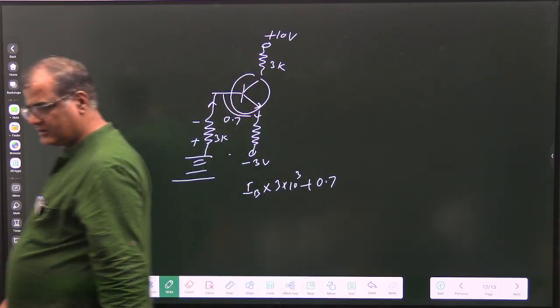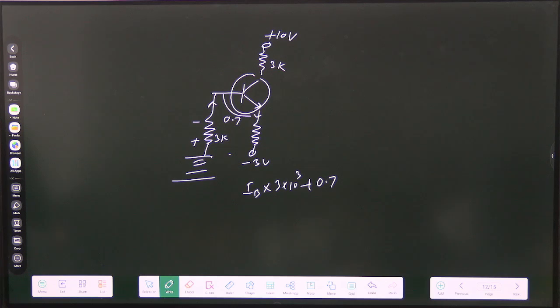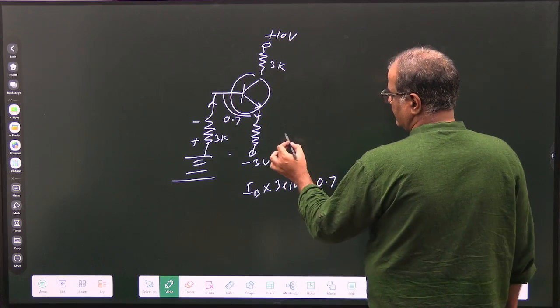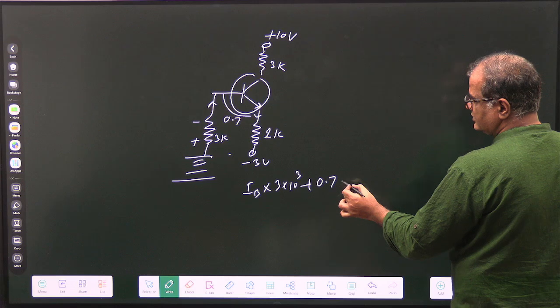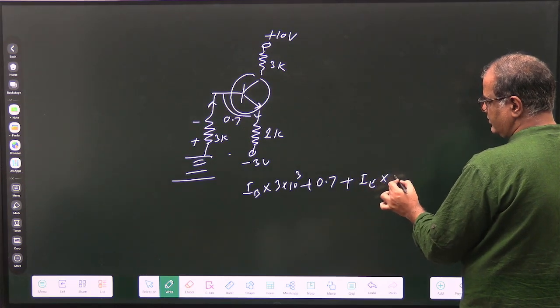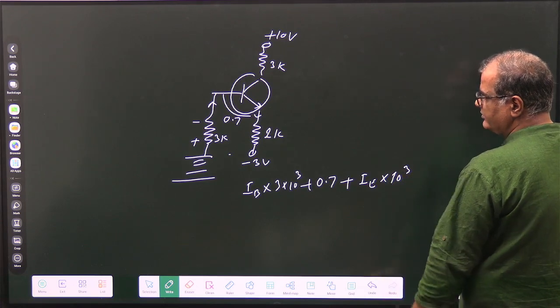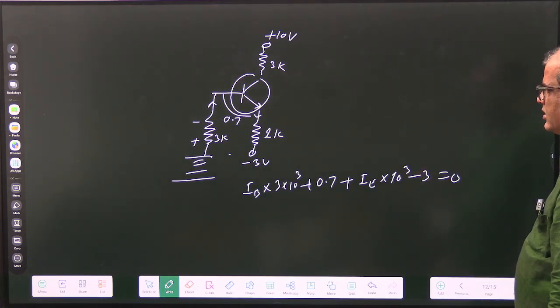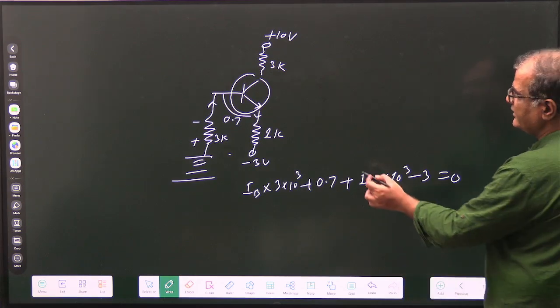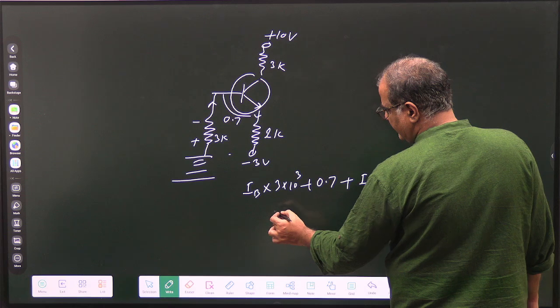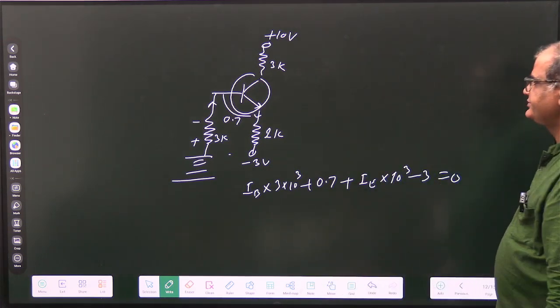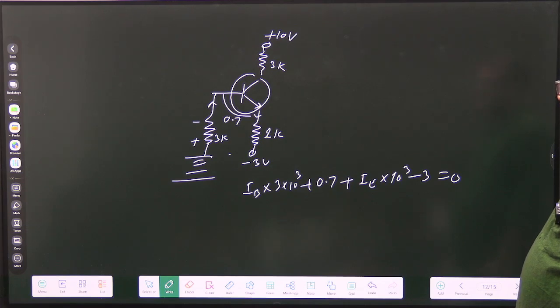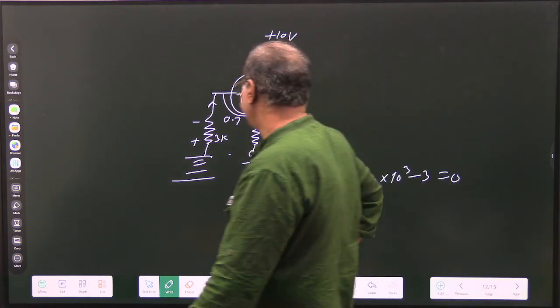And this value is how much? 1K. 1K is RE, so IE into 1000 ohm, and then minus 3 equals 0. And IE I can write as beta plus 1 into IB. So beta is not given, no? Approximation. How can I approximate? Beta is very large in this question.